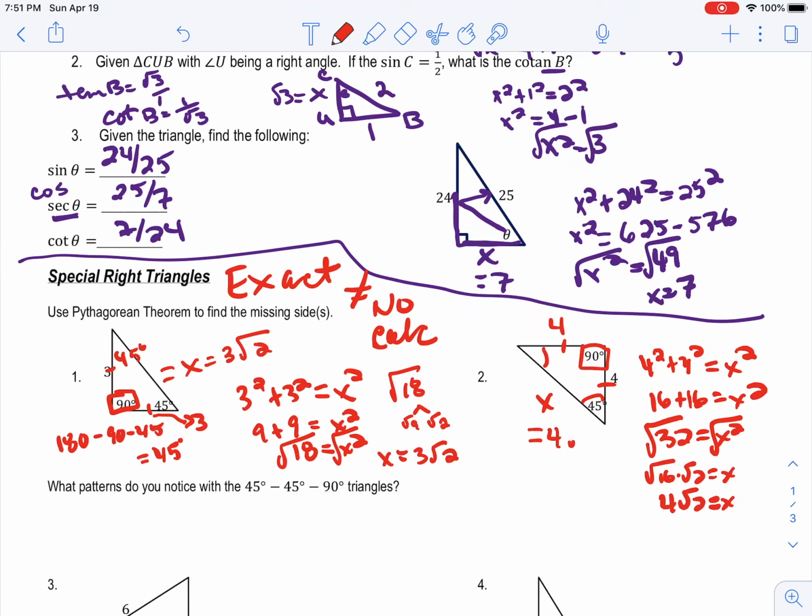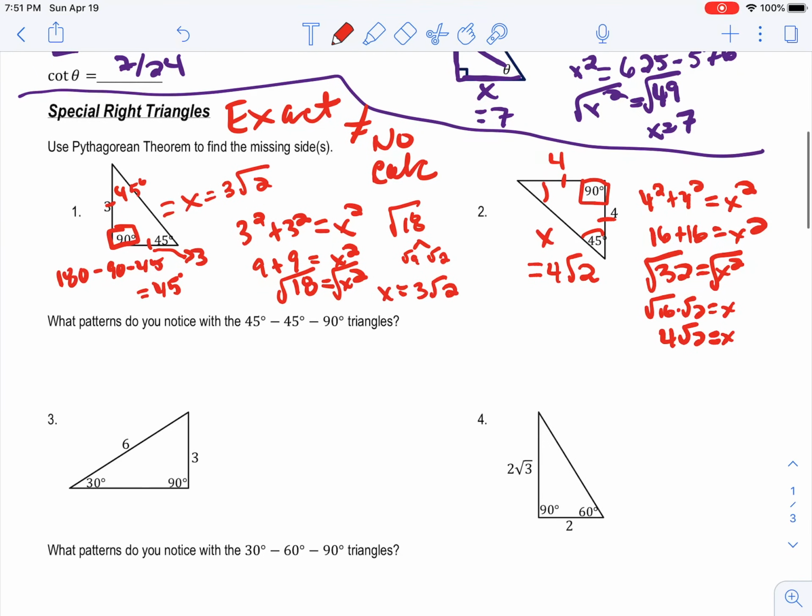You see it? You see the pattern yet? Okay. Let's see if we can figure this out. So in our 45, 45, 90, our angles are the same. Our sides are the same, whatever those sides happen to be. If you look at our two answers, whatever the side was, with the square root of 2 is what our hypotenuse was. So this is going to be x square root of 2. Every single time in a 45, 45, 90.